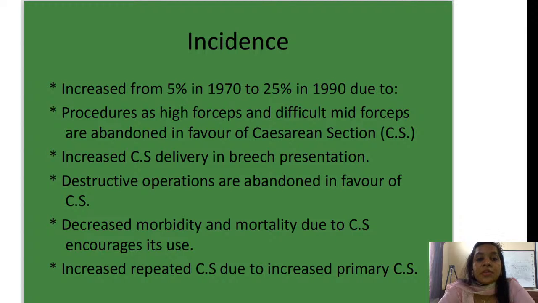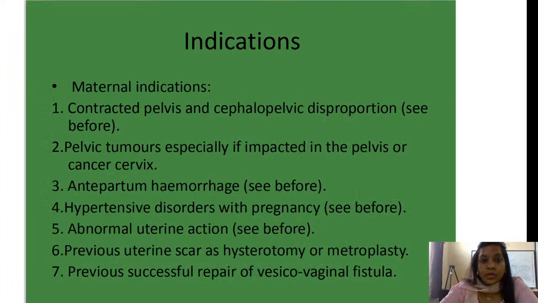Increased from 5% in 1970 to 25% in 1990 because procedures such as high forceps and difficult mid forceps were abandoned in favor of C-section. Increased caesarean delivery in breech presentation. Destructive operations were abandoned in favor of C-section. Decreased morbidity and mortality due to C-section encourages its use. Increased repeated C-section due to increased primary C-section.